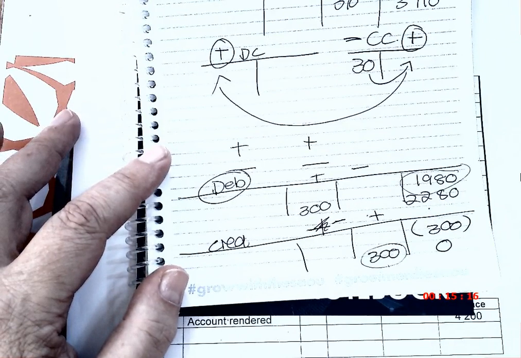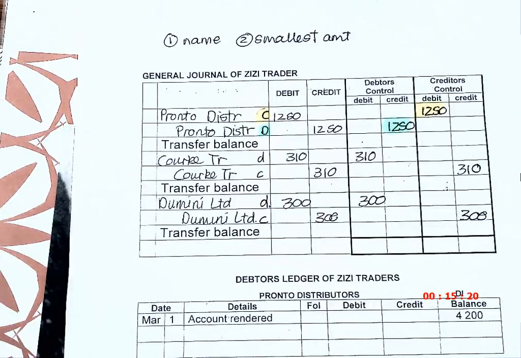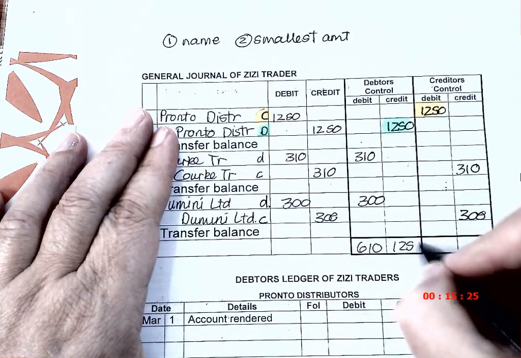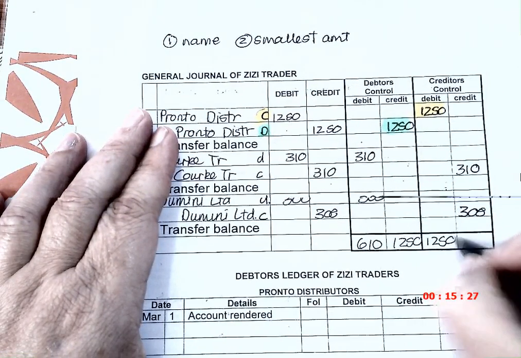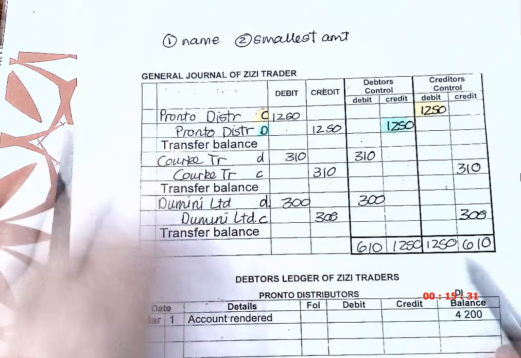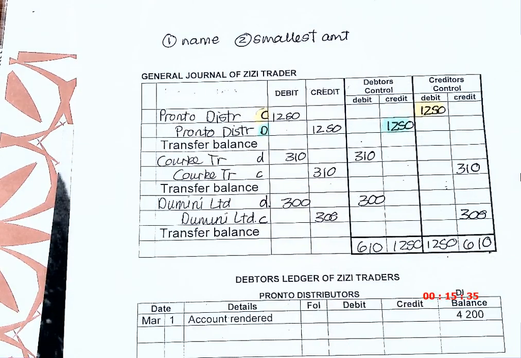Chop. So let's total. This gives me 610, 1250, 1250, 610. Okay. Can you see the debit and credit sides are the same because I transferred from the one to the other one? Okay.